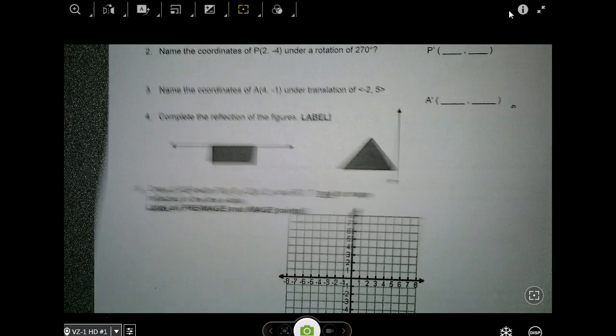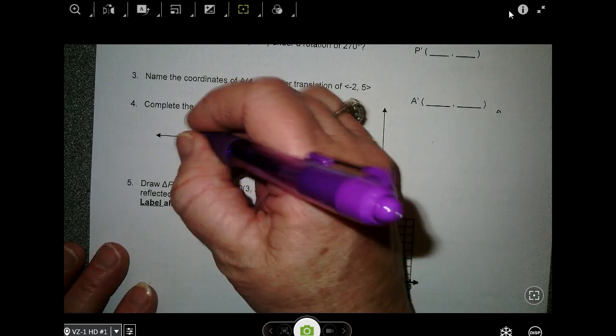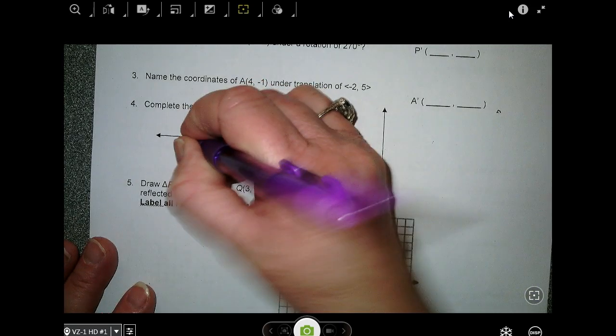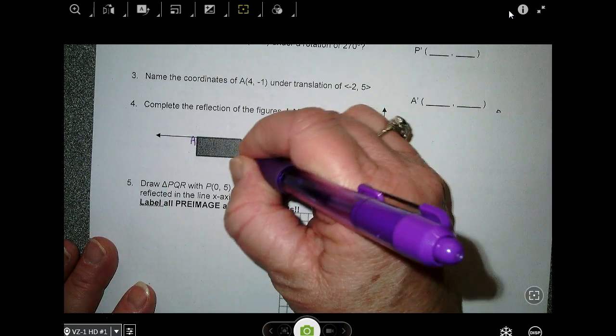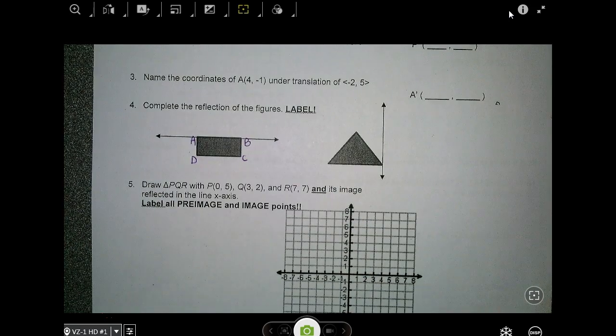Turn on the light. Now, if you're remembering and you're already starting, great. But we don't have this figure labeled with anything. So I'm going to put some labels on it, and I'm just going to call it A, B, C, D. Okay, so I'm moving the corners.